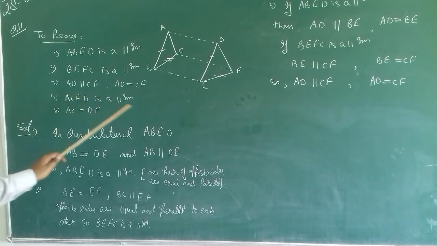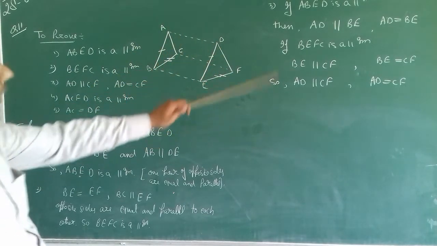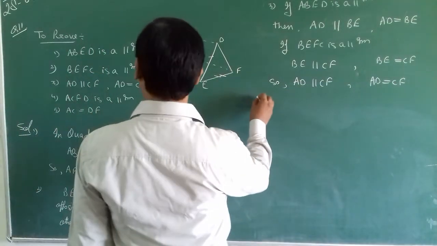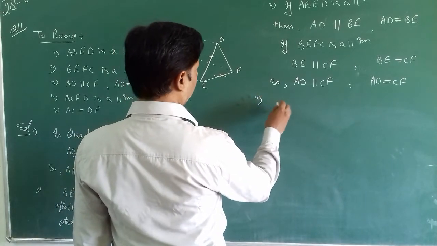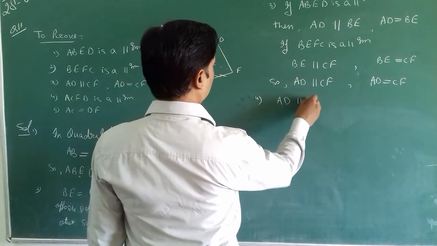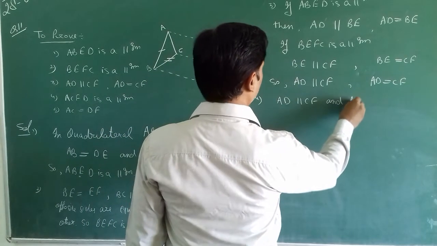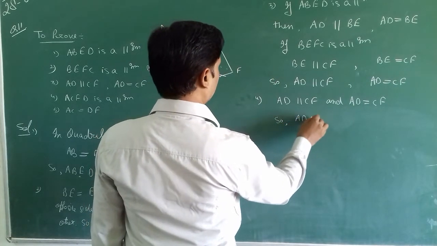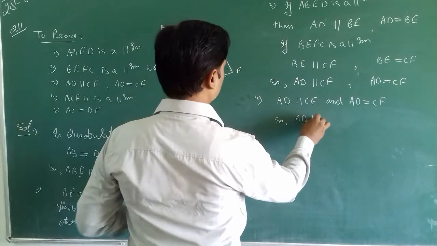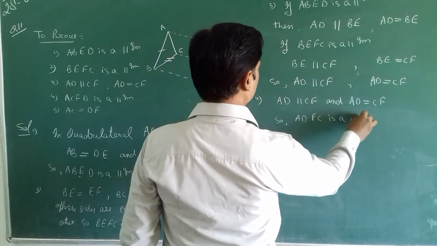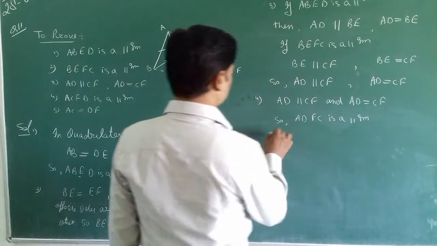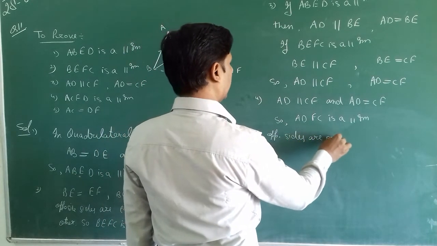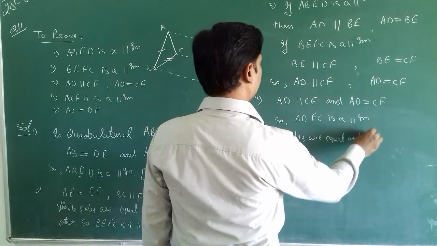Now ACFD is a parallelogram. ACFD. Now here you are seeing these opposite sides are parallel and equal to each other. Then in fourth part we can write AD parallel to CF and AD is equal to CF. So ADFC is a parallelogram because opposite sides are equal and parallel.